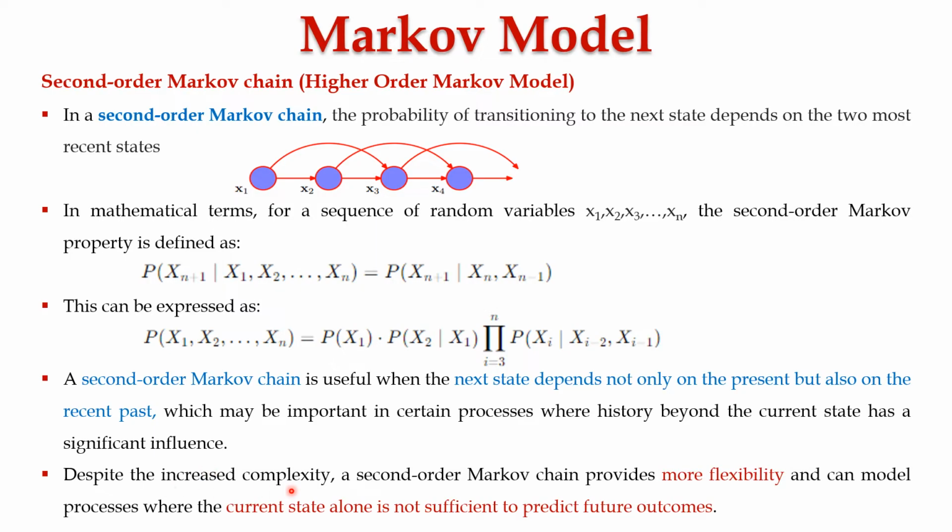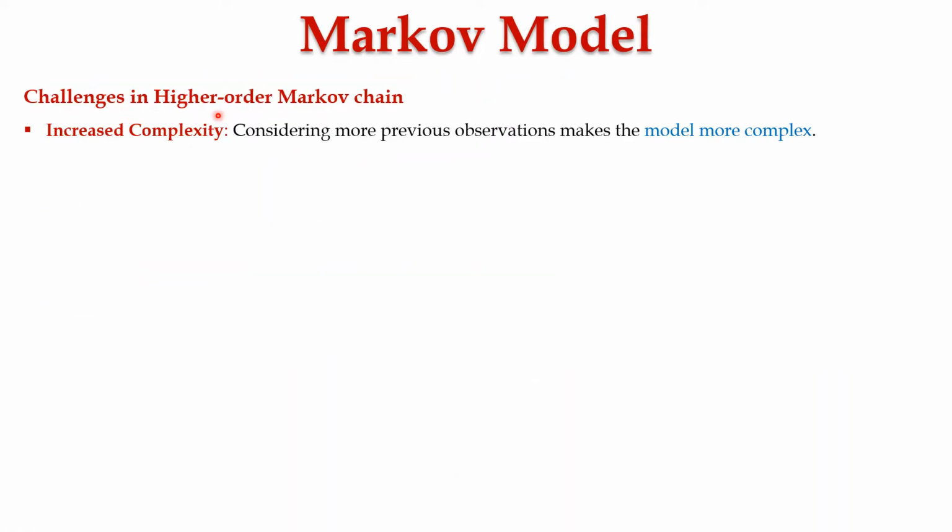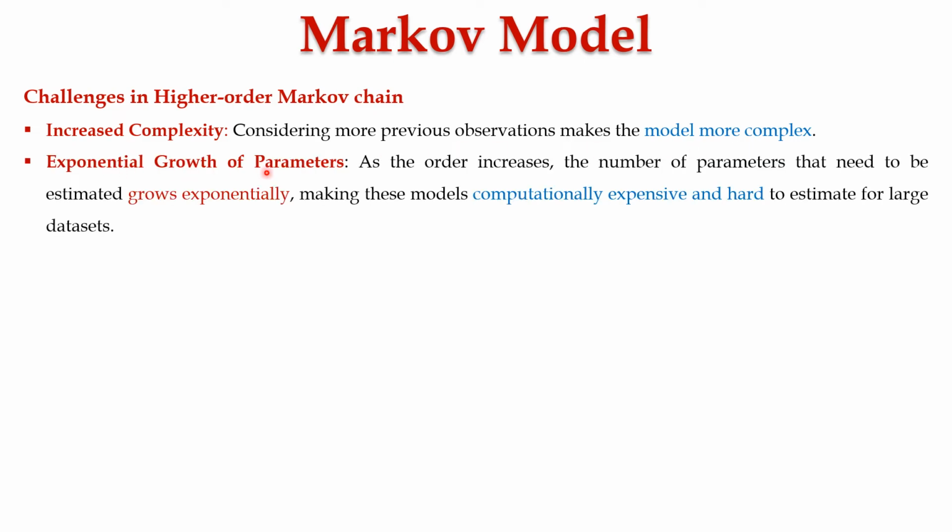Despite the increased complexity, the second order Markov chain model provides more flexibility and can model processes where the current state alone is not sufficient to predict future outcomes. Challenges in higher order Markov chains: it increases the complexity, that is, considering more previous observations makes the model more complex. There is exponential growth of parameters, that is, as the order increases, the number of parameters that need to be estimated grows exponentially, making these models computationally expensive and hard to estimate for larger data sets.